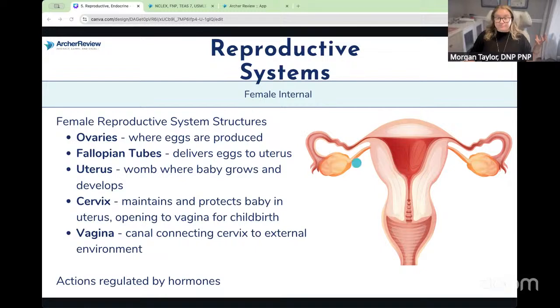All right. Ovaries, fallopian tube, uterus. Coming down, we now have the cervix. I think of the cervix as the gate. It's kind of donut shaped. It kind of looks like a little like Debbie donut.